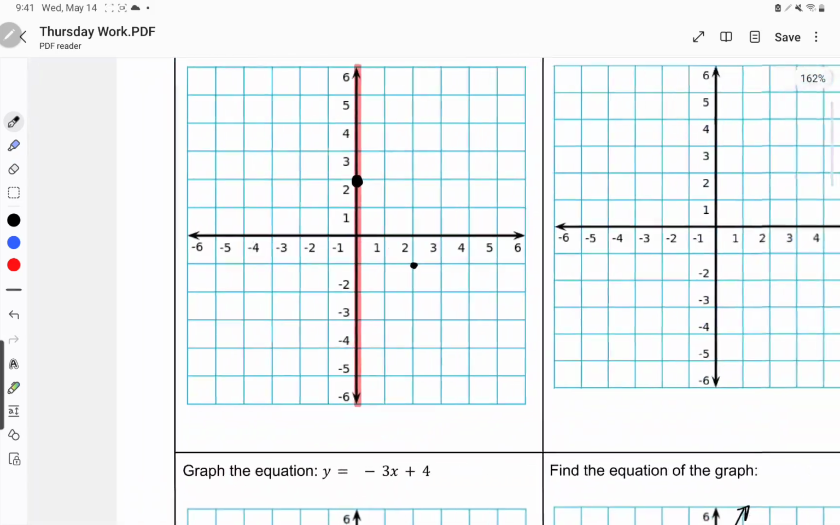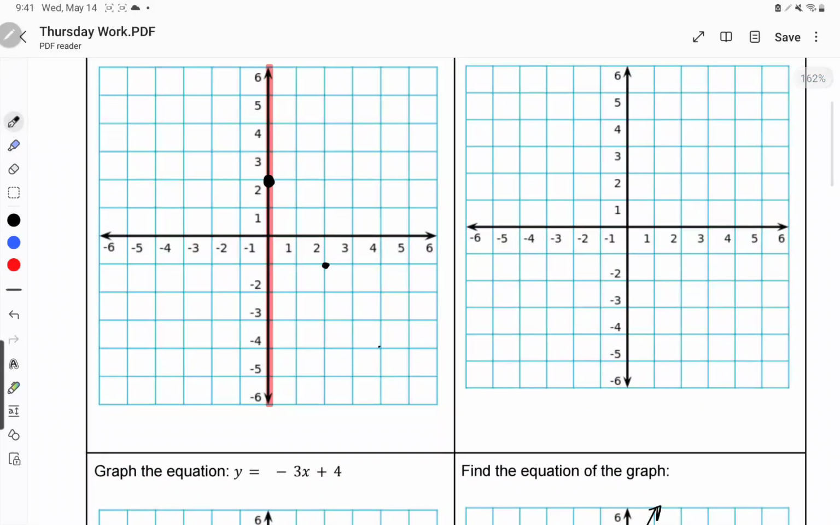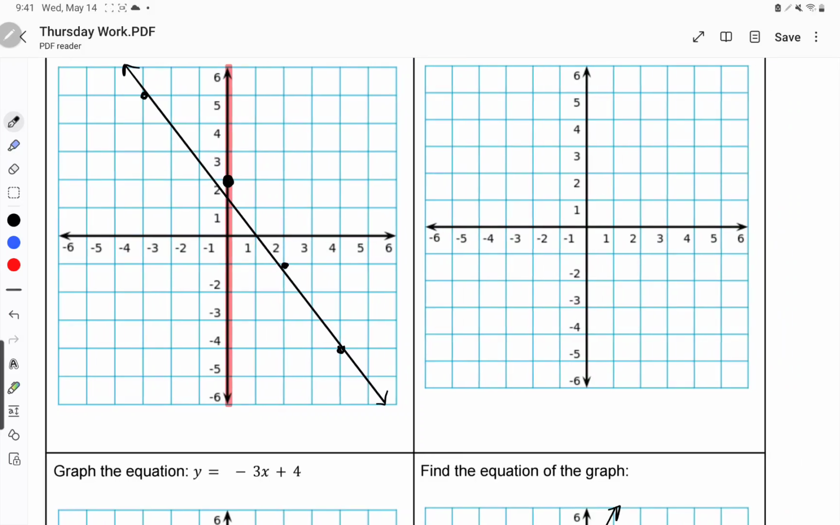And then I'm going to do it just over and over again so that I can properly connect my line and make it look all pretty. That's not very pretty. That's better. Okay, not perfect, but it's better.